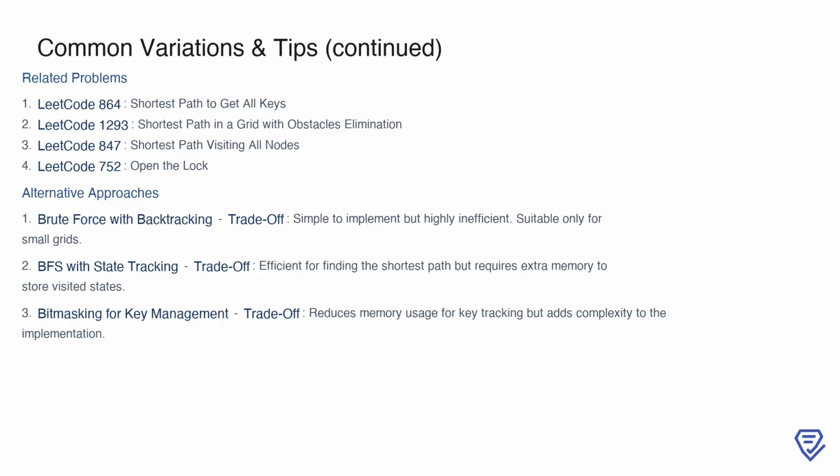Now, when it comes to alternative approaches, a brute force backtracking method might seem straightforward and simple to implement. However, it's highly inefficient and only suitable for very small grids. A more effective solution is BFS with state tracking, which is well suited for finding the shortest path but does require additional memory to store visited states. Bit masking is another option, particularly for managing keys. It reduces memory usage by representing key states compactly, but it does add complexity to your implementation.